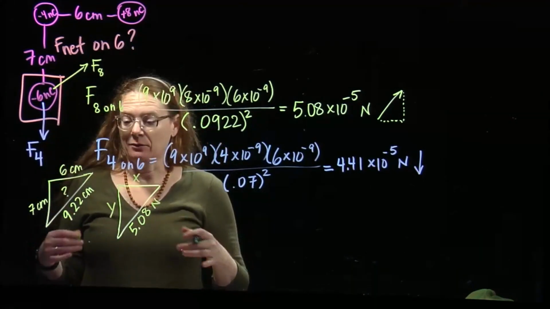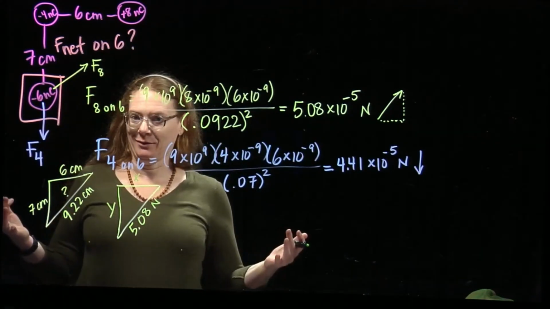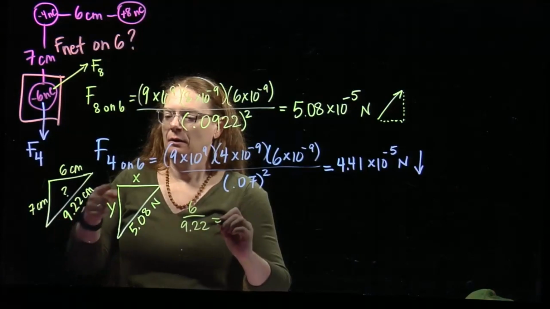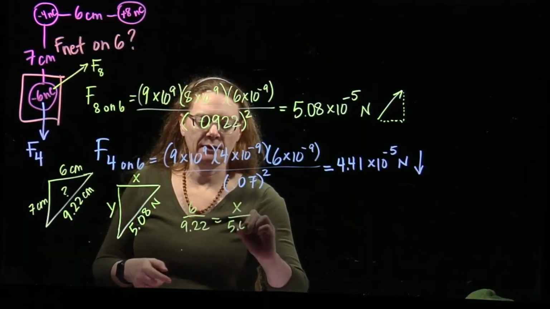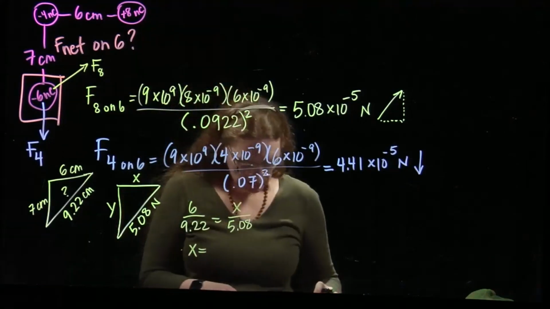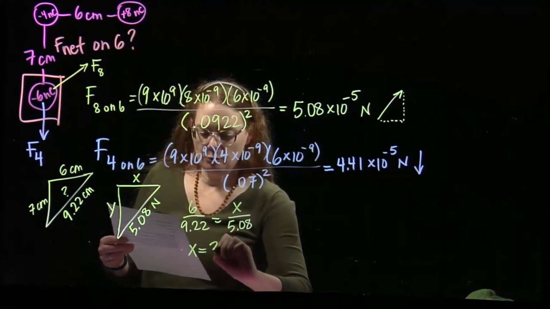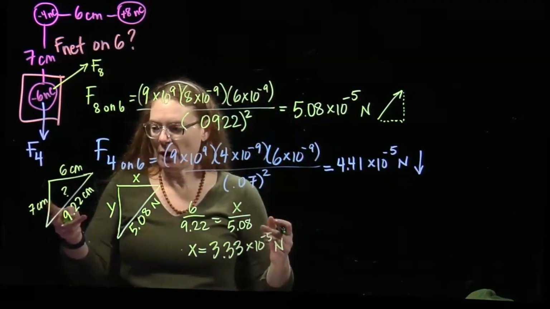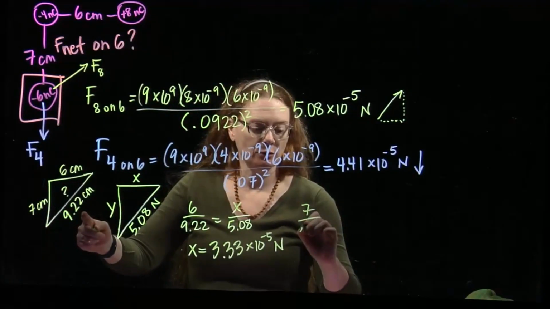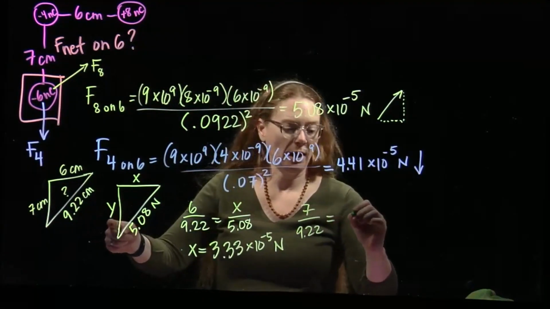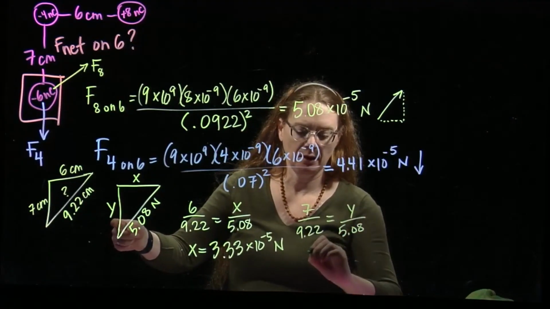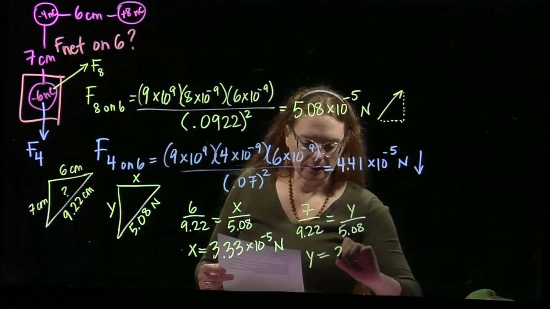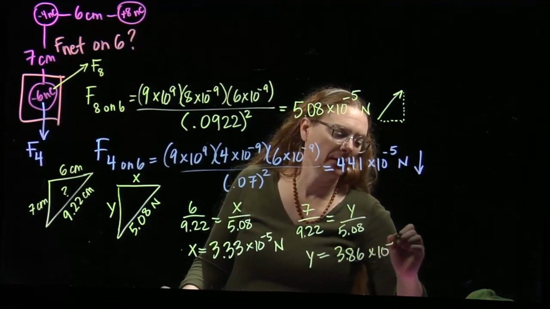I don't have to do the angles. I don't have to do sines and cosines. All I have to do is ratios. 6 is to 9.22 as x is to 5.08. My x component is 3.33 times 10 to the minus 5 newtons. All right, same thing for y. 7 is to 9.22 as y is to 5.08, and my y component is 3.86 times 10 to the minus 5 newtons.